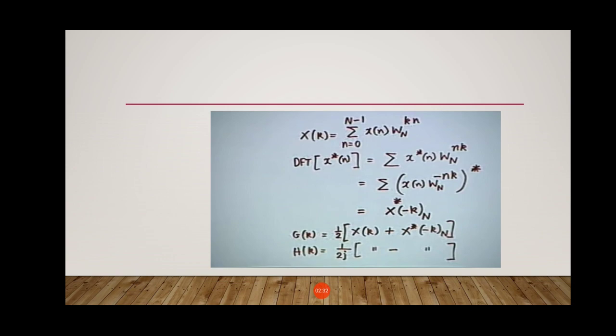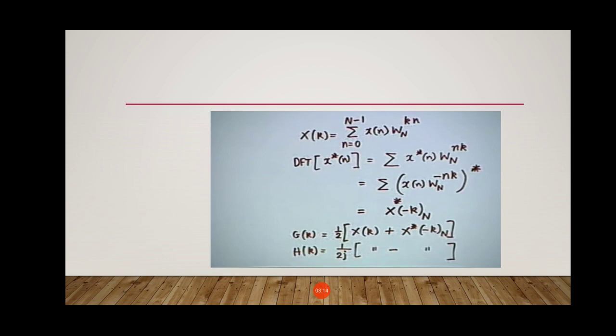Here we have changed the polarity of W_N, that is the power of W_N, we have made negative because W_N, if we remember, is actually e to the power minus j twice pi by N. So we have taken a negative sign. So again when we take the conjugate of W_N to the power minus nk, it becomes positive, that is W_N to the power plus nk. So these two things are the same but different ways of writing. So this can be written as capital X star of minus k modulo N.